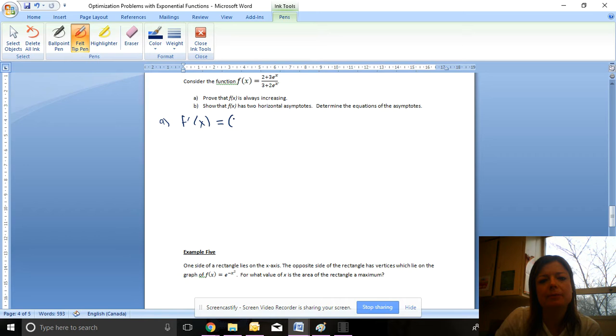So we take the bottom, and we multiply it by the derivative of the top. The top is 2, so that goes to 0. And then 3 e to the x. Remember, the derivative of e to the x is just e to the x, so the derivative of this is just 3 e to the x, okay? Minus the top times the derivative of the bottom, so that was just 2 e to the x, all over the bottom squared.